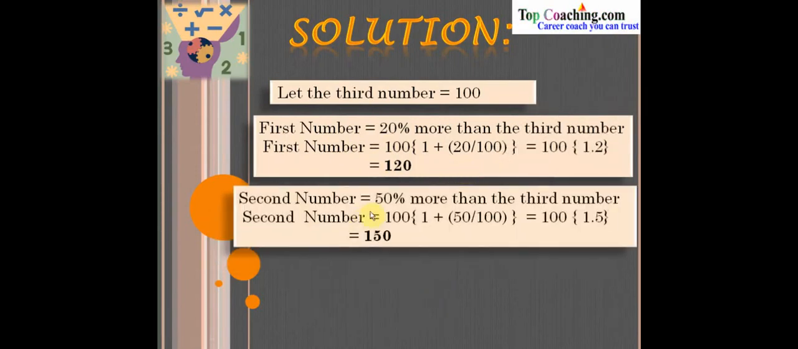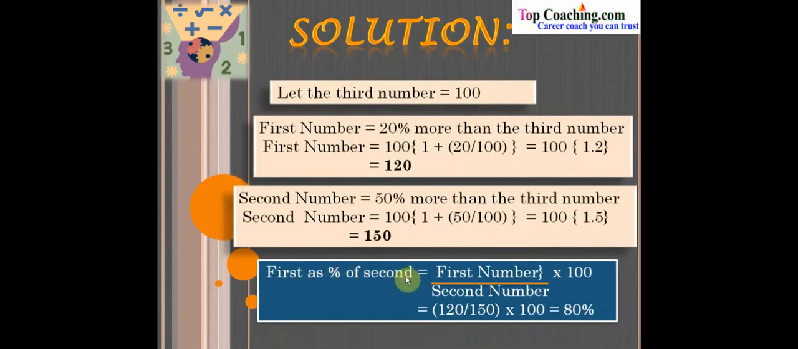Similarly, let's calculate the second number. Second number is equal to 50% more than the third number. Again, we are going to use the percentage increase formula, which is 100 into 1 plus 50 by 100. Now 1 plus 50 by 100 is equal to 1.5. So 1.5 into 100 equal to 150. So we get the first number equal to 120, second number equal to 150 when we have taken the third number to be 100.